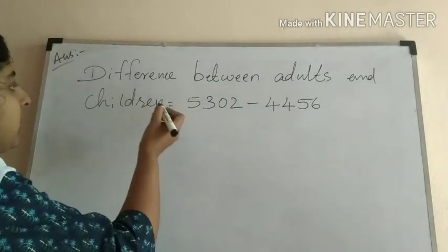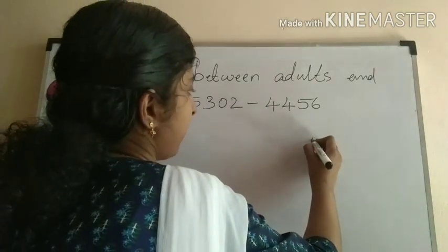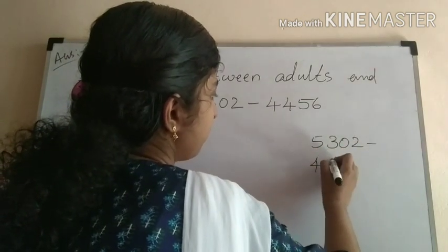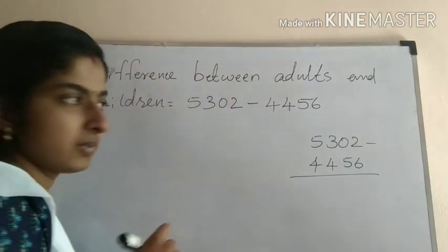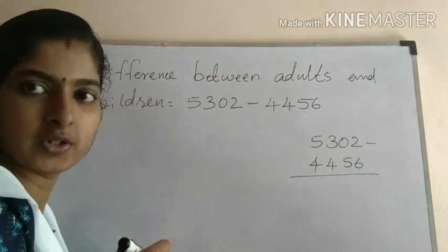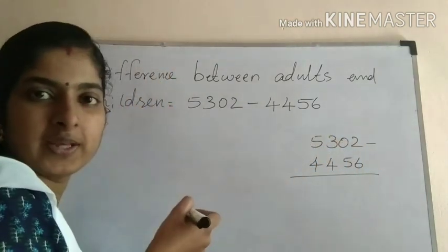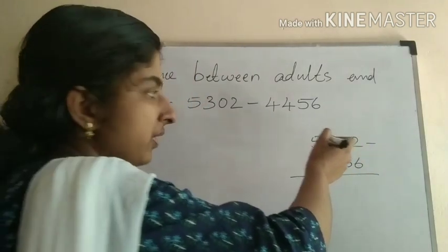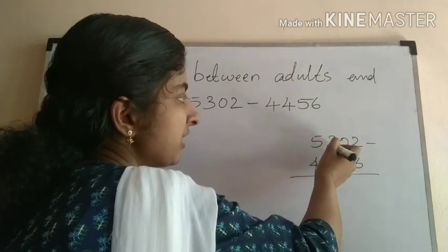See, 5,302 minus 4,456. 5,302 minus 4,456. This 2 minus 6, is it possible? No. So we take 1 from this tens place. See, tens place only 0. So we can't take 1. So we move to hundreds place.